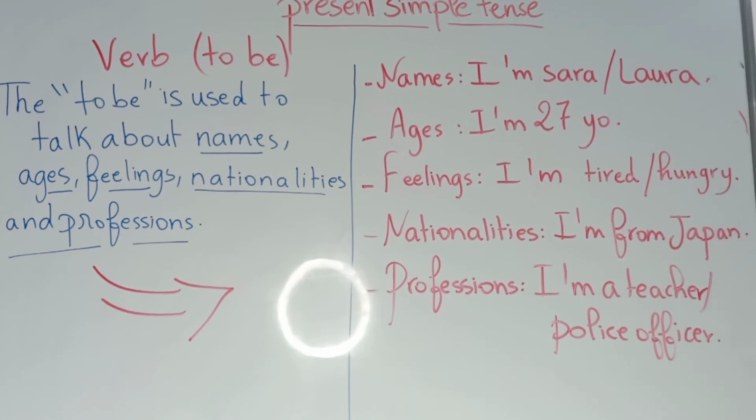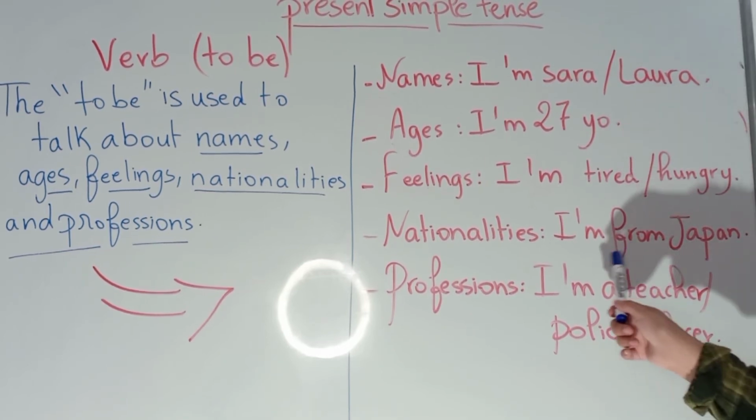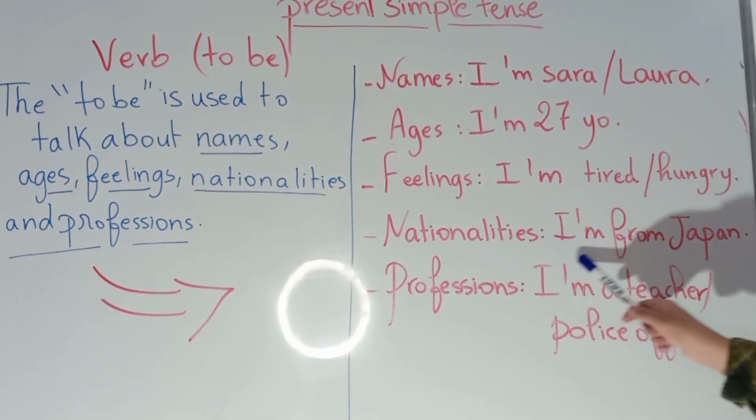Okay, also use it for nationalities. Where are you from? I'm from Japan. Where are you from? I'm from Morocco. Where are you from? I'm from maybe Lebanon. Okay, so you're talking about nationalities and you use verb to be.